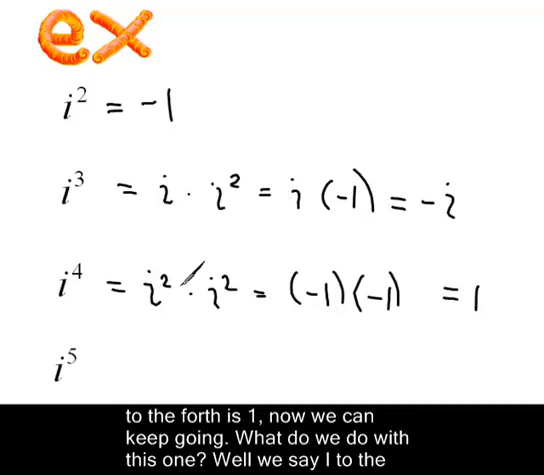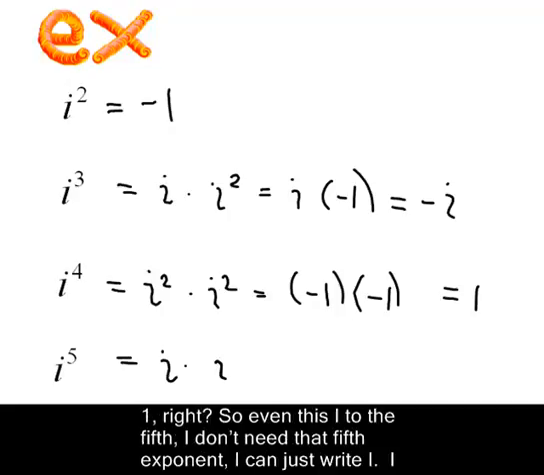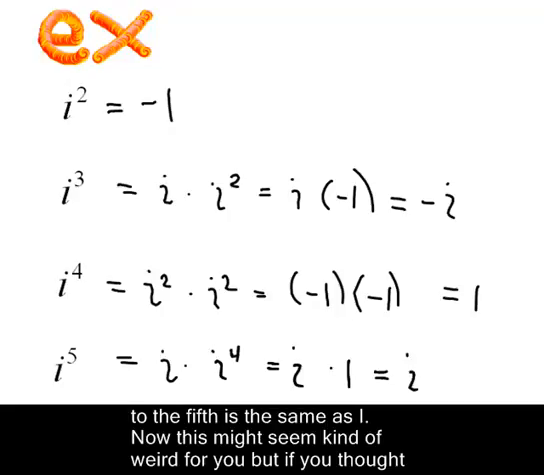Well, we say i to the fifth is i to the first times i to the fourth. Well, we just realized that i to the fourth was 1, right? So even this i to the fifth, I don't need that fifth exponent. I can just write i. i to the fifth is the same as i.